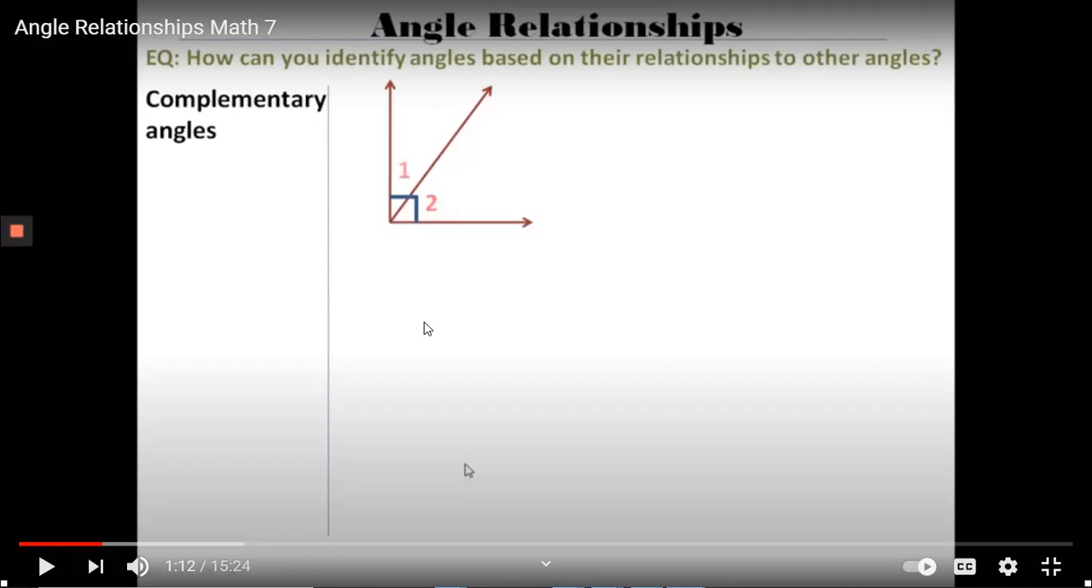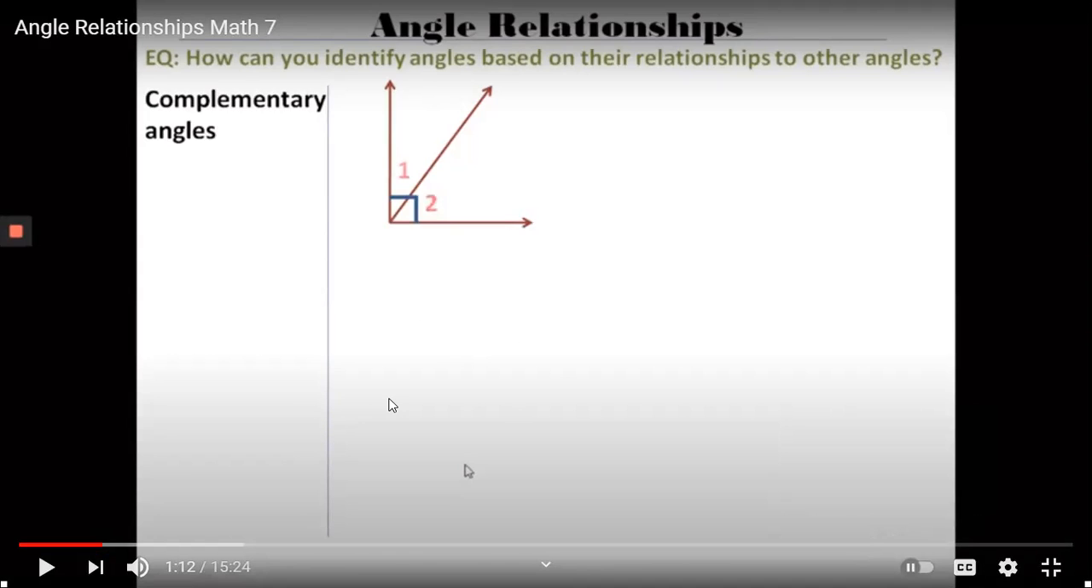Kareem, could you please tell me the meaning of complementary angles? It is when I put a line through a right angle that separates it into two angles, whose sum, if they are added, equals 90. So their sum will be equal to 90 degrees, right?